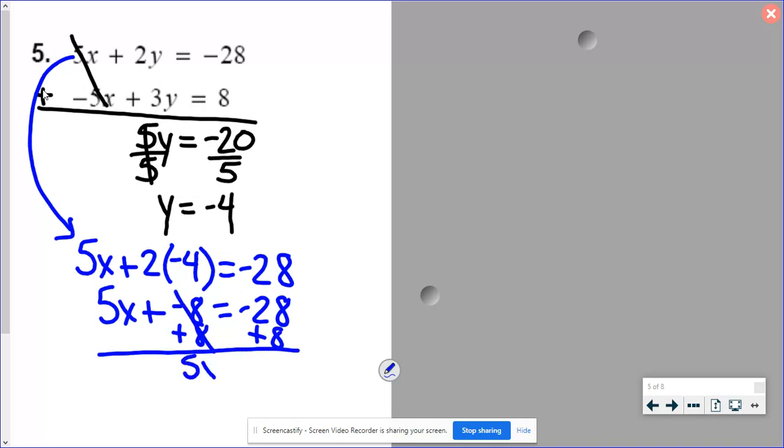So I've got 5x equals -20, which looks very familiar. So the x is going to be -4 as well. So this ordered pair is going to be -4, -4.